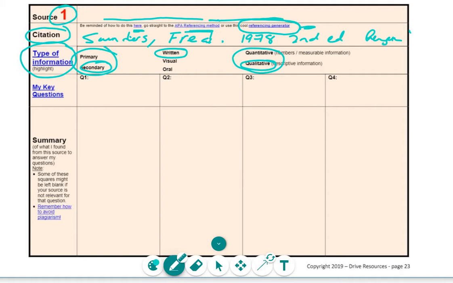Your key questions. Now, I suggest that you rewrite your key questions in each of these boxes.